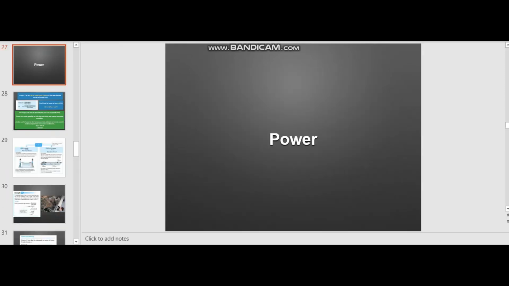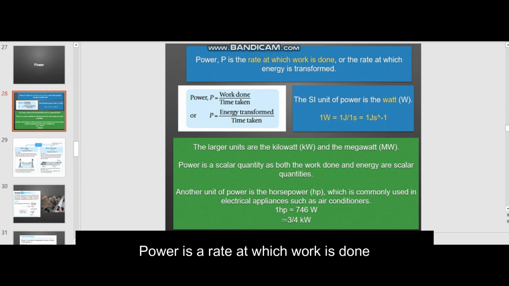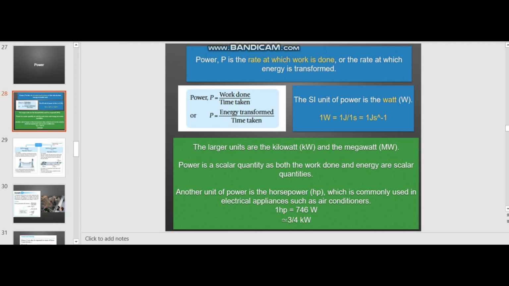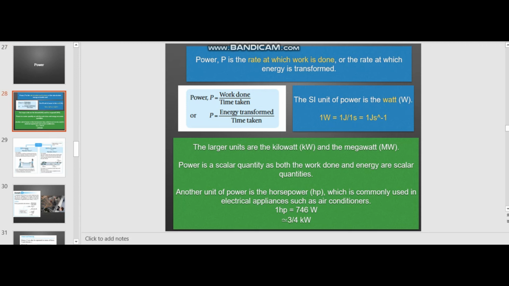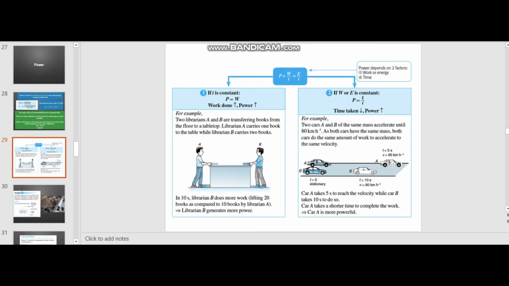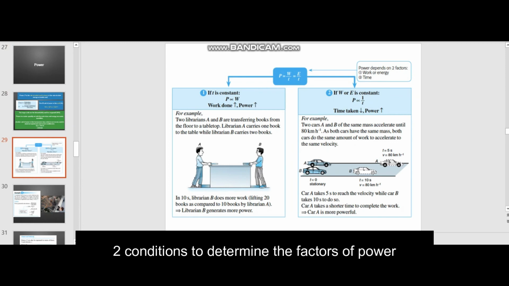Now let's go to the next subtopic, which is power. Power is the rate at which work is done. We can calculate power by work done over time taken, so P, or power, is equal to energy transfer over time taken, and the unit for power is watt. And there are two conditions to determine the factors of power.